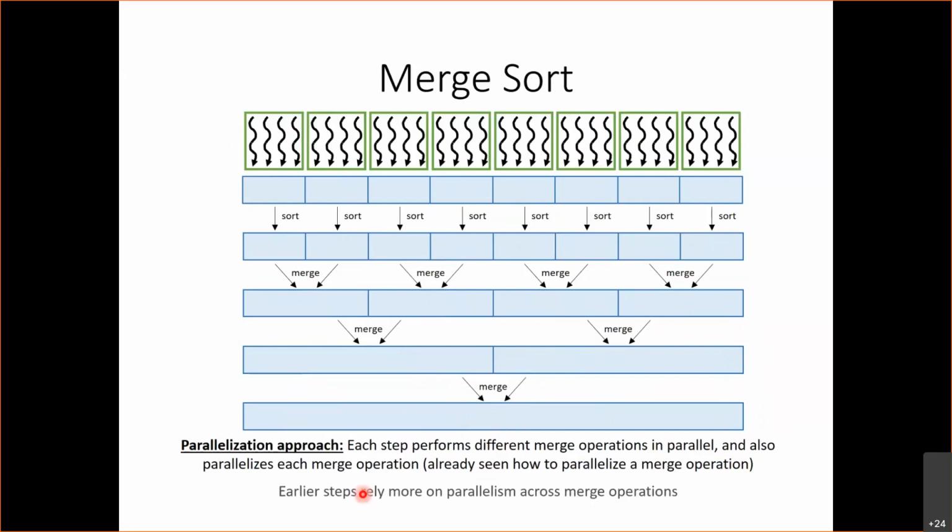So in the earlier steps, we have more parallelism across merge operations. We have different blocks working on different merge operations, but also within a merge operation we have multiple blocks working. As we proceed, we have fewer merge operations being done in parallel, so less parallelism across merge operations, but more parallelism within each merge operation. Okay? Is this clear? Any questions?